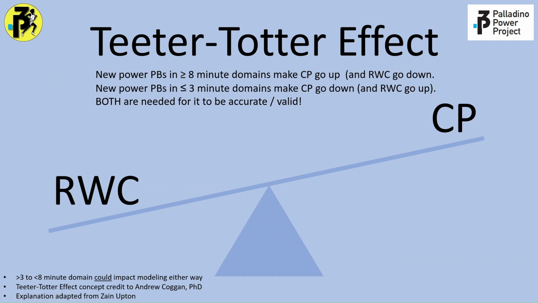And that's because of something that Dr. Andy Coggan coined, the teeter-totter effect, when it applies to a multi-parameter power duration model. And there's other models. But a multi-parameter power duration model is going to put out two primary outputs, critical power and W prime, which I call reserve work capacity, RWC. It puts out two outputs, and any data that's provided to the model, it has to reconcile those two outputs.